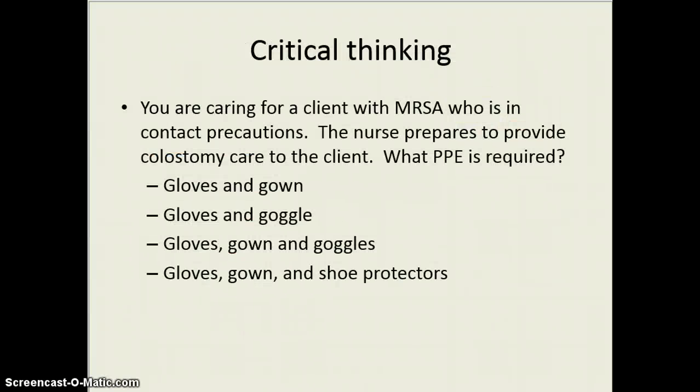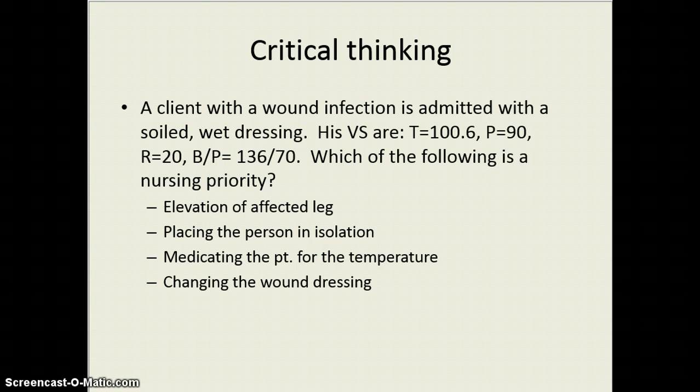As we look at some critical thinking, our patient with MRSA is on contact precautions. You prepare to provide colostomy care to this client. What would you put on? And as we think about it, the third one, the gloves, the goggles, and the gown to protect us from any possible splatter from that colostomy.